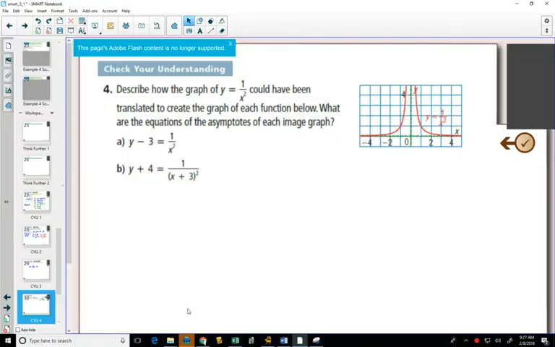Do you remember this graph from grade 11? 1 over x squared graph? Did you give it a name? It's not an official name of this graph, but did you call this graph something? Do you remember?